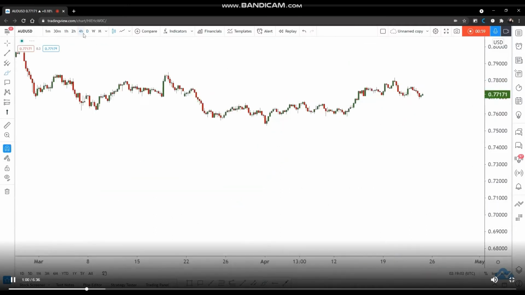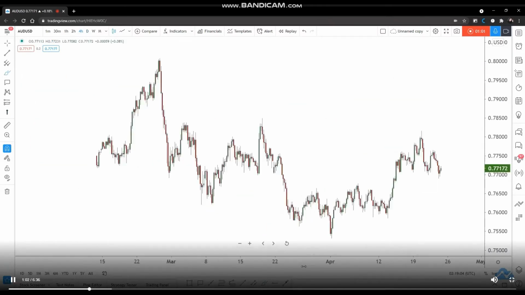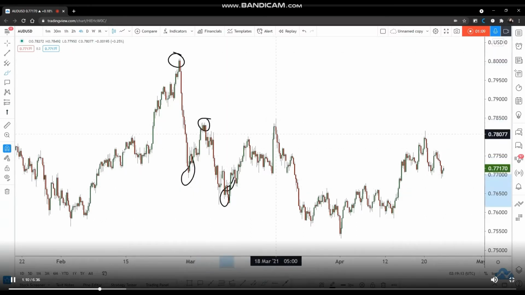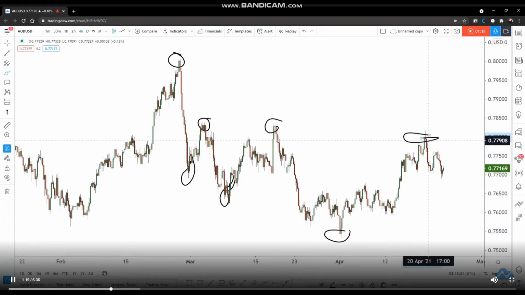Now let's go into our 4-hour time frame. In the 4-hour time frame, you can also see that price has been making lower highs, lower lows: lower high, lower low, lower high. If you just compare it, it's still lower than the previous high, lower low, and now the current lower high. So this entire move is where I'll be looking to take my profit.